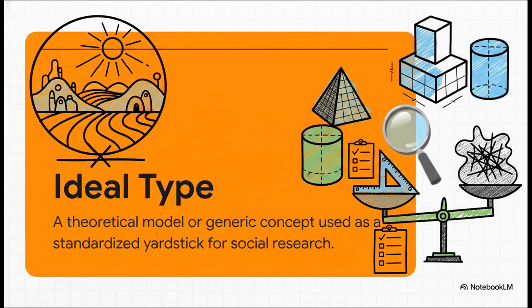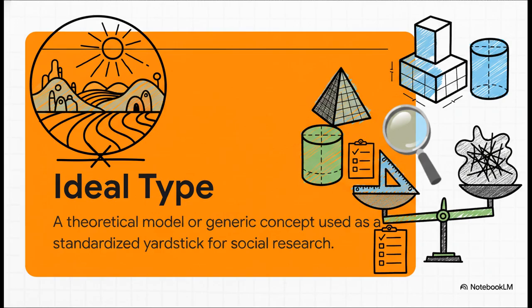Building upon that rational legal foundation, Weber constructed his famous model of bureaucracy. Now, it's incredibly important to clarify what Weber meant by an ideal type. We hear the word ideal and we immediately think of a utopia, right? A perfect paradise. But that is not what Weber meant at all. An ideal type is just a theoretical model. It's a generic mental construct used as a standardized yardstick for research. Basically, it's a scientific checklist.